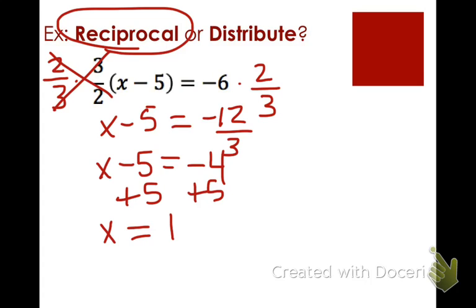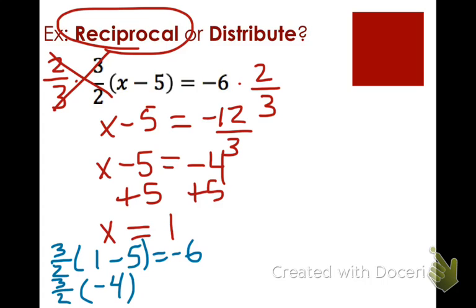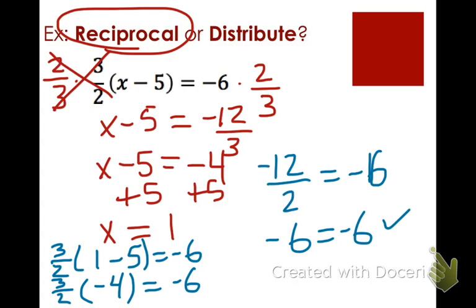But again, just to make sure, I want to check my answer. So 3 over 2 times 1 minus 5 equals negative 6. 1 minus 5, that's negative 4 times 3 over 2. Again, you might know it off the top of your head, but if not, go ahead and multiply. 3 times negative 4 is negative 12 over 2 equals negative 6. Negative 12 over 2 is negative 6. And that's it.